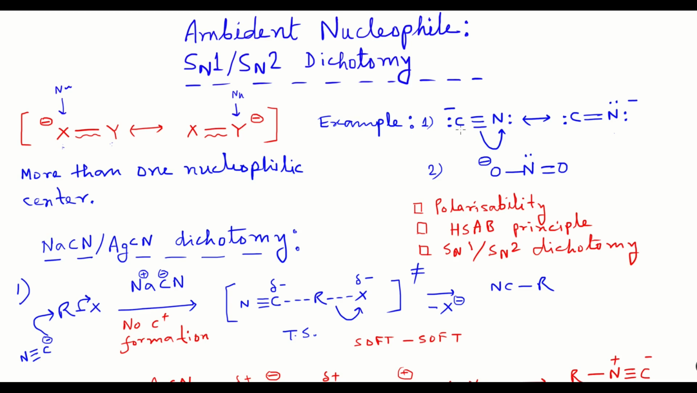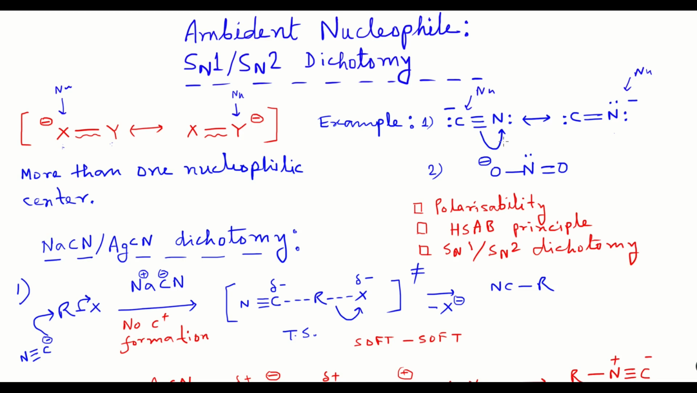There are several examples of ambident nucleophiles, but from an organic chemistry perspective, I will discuss only two systems. One is cyanide, another is nitrite. If you consider the cyanide ion, in one resonating form, carbon has the negative charge and the carbon center can act as a nucleophile. But in another resonating form, the nitrogen now has the negative charge, so it can also act as a nucleophile.